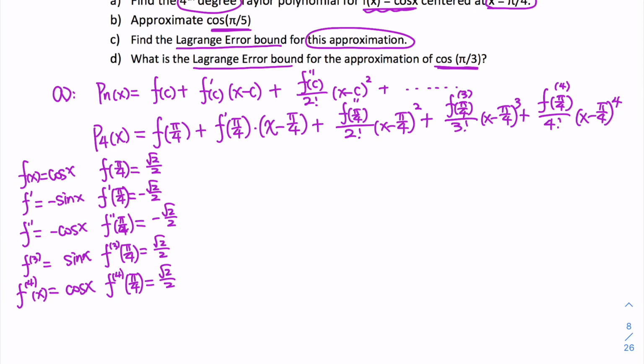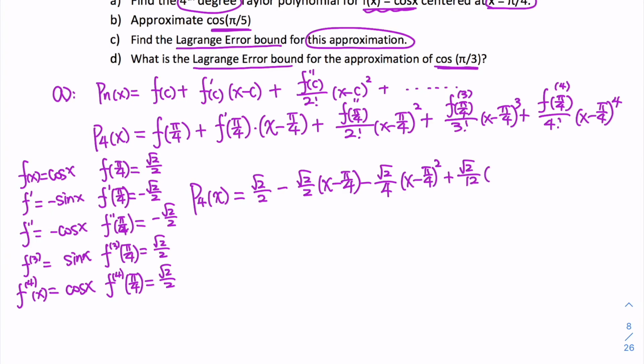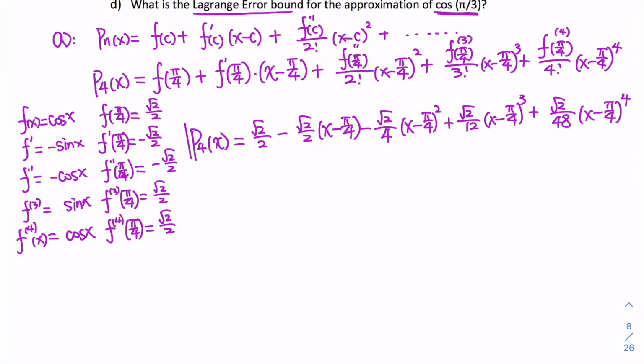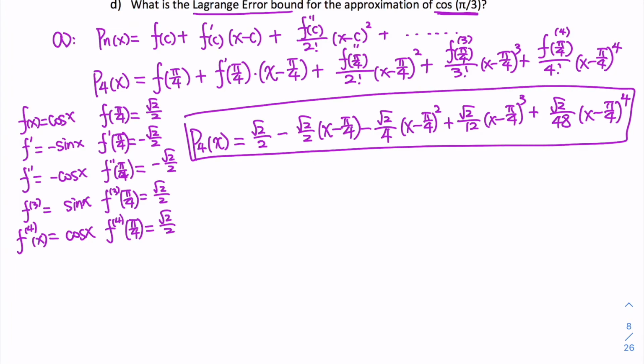So now we plug all the values in. P4 of x equals square root of 2 over 2 minus square root of 2 over 2 times x minus pi over 4, minus square root of 2 over 2 divided by 2 factorial, and so on. You don't have to simplify it if you don't want to. So this is our fourth degree Taylor polynomial centered at pi over 4.